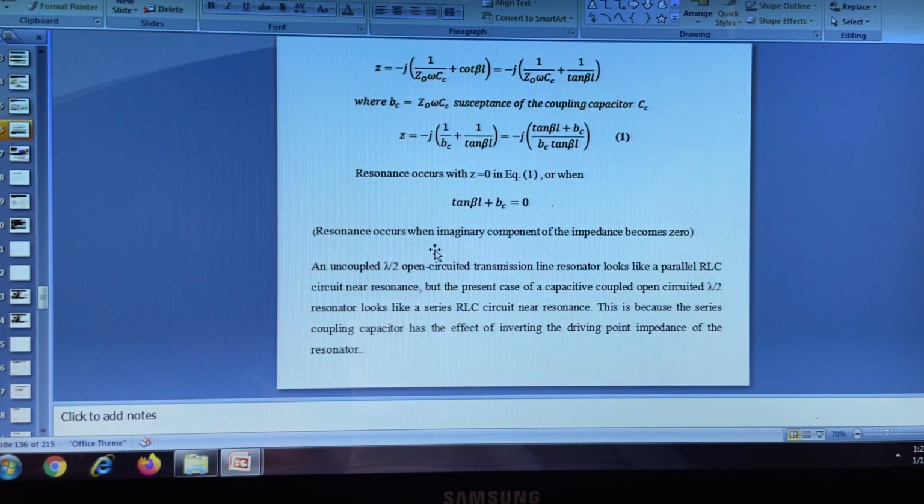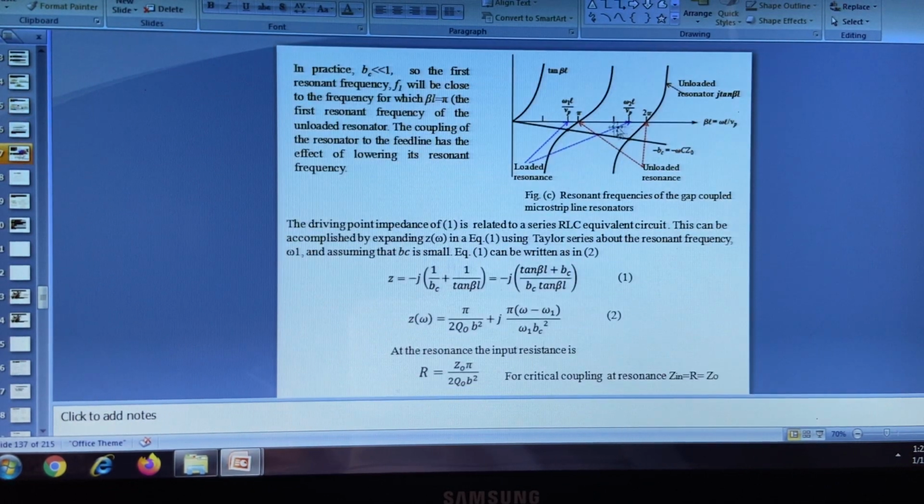As we observed here, the resonant frequency is shifted to a lower value compared to the uncoupled resonators. Uncoupled resonant frequencies are here, but for coupled resonators, the frequency is shifted to here and here. So this is the first frequency. Here the frequency is shifted to the lower side compared to here. So the resonant frequency is shifted to the lower side because of the coupling capacitor.